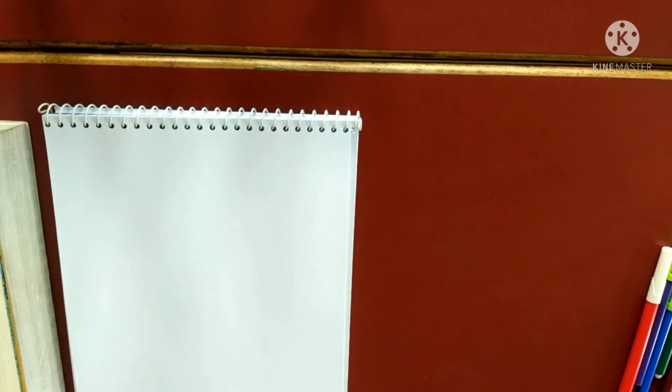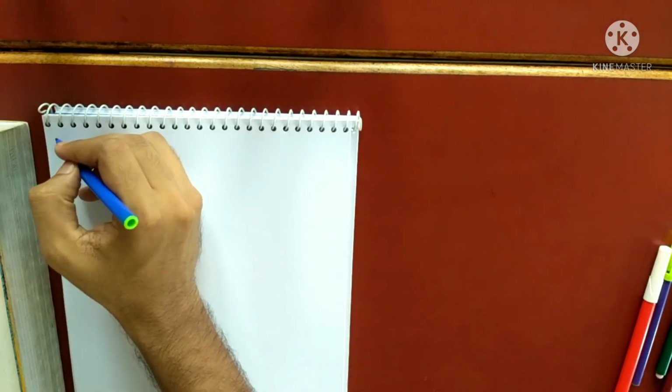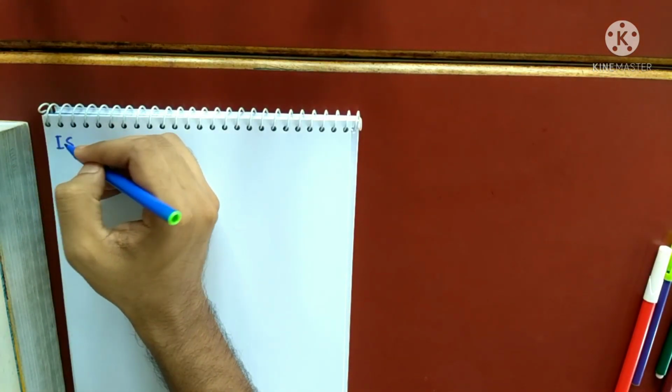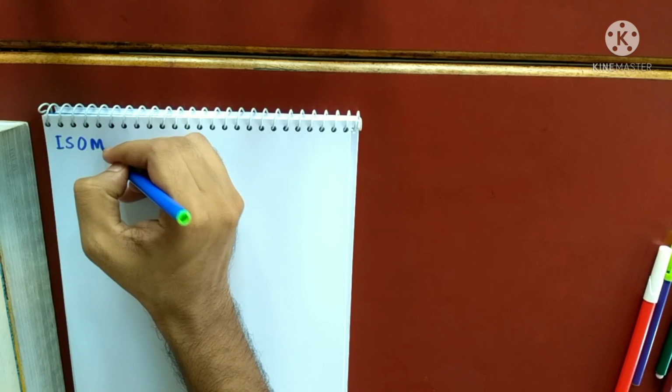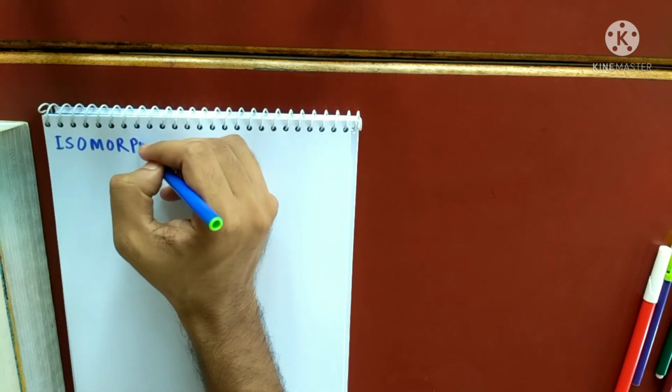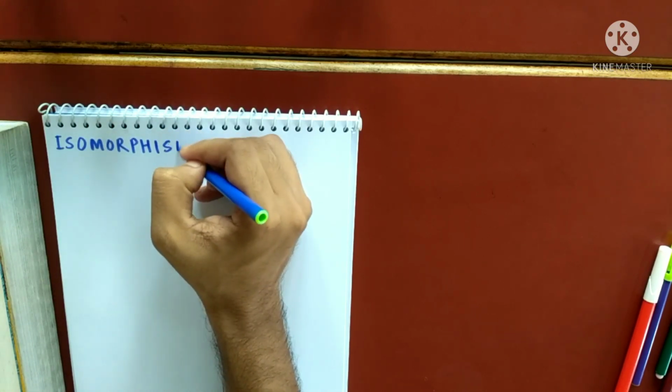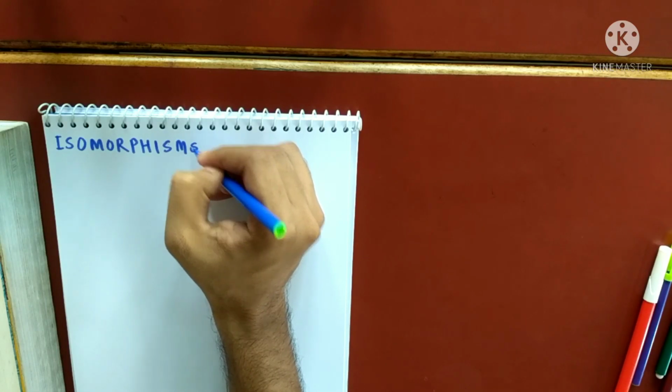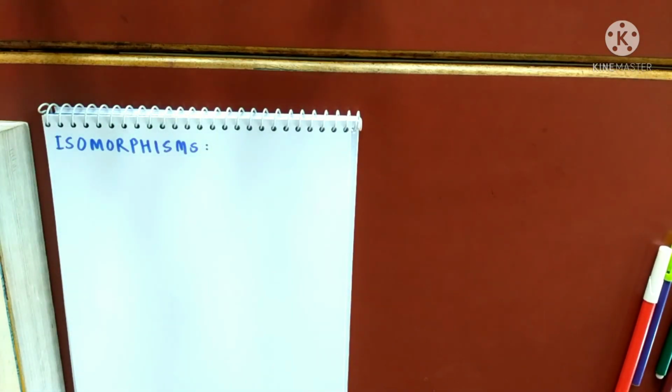So today I'll be talking about isomorphisms. You have heard this term before as well, in group theory, in linear algebra, etc. Now, what is the basic meaning of isomorphism?